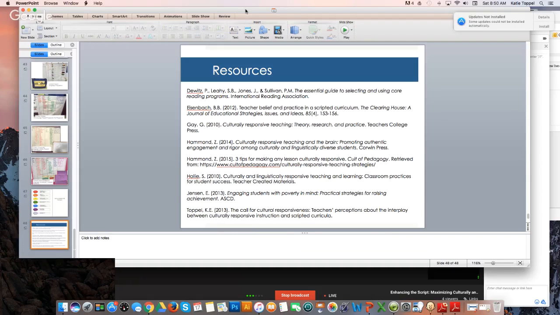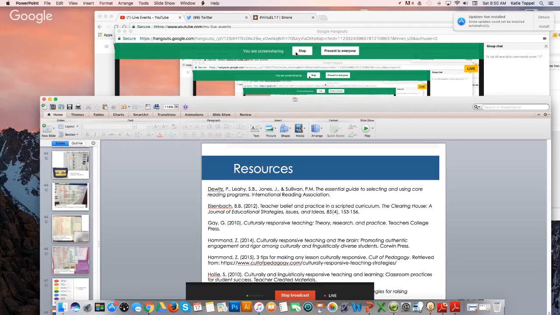I'm going to stop slide sharing and come back to my screen. I know that I'm going over, but I just want to quickly look through my Twitter feed to see if I have any questions. Doesn't look like it.